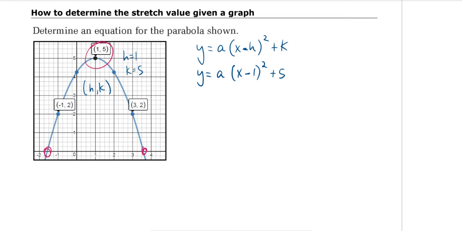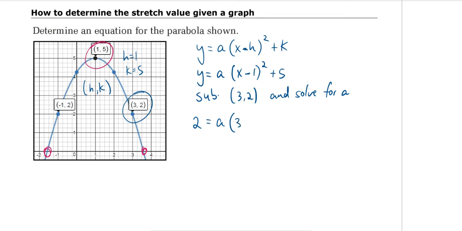Well, I could solve for a if I substitute a known point. Now, I can't use the vertex since I already used it here for h and k. So I'll use another point. So I'll use this one here given here that's 3 and 2. So I'll substitute 3 and 2 and solve for a. So my y value will be 2 equals a times x will be 3 minus 1 squared plus 5. Okay? Then you solve for a.